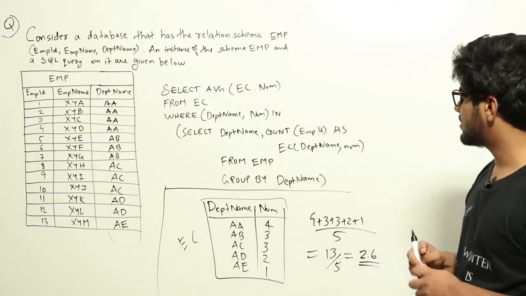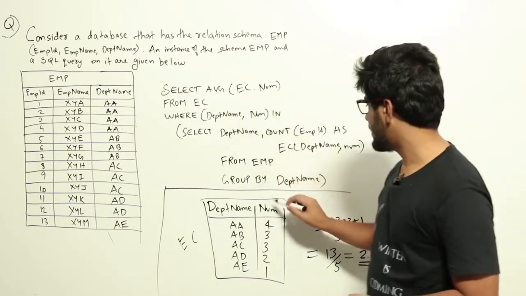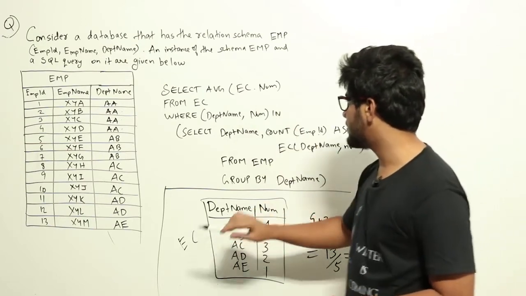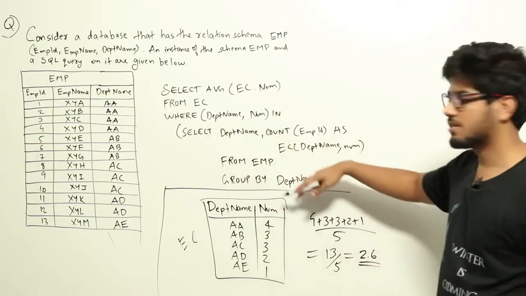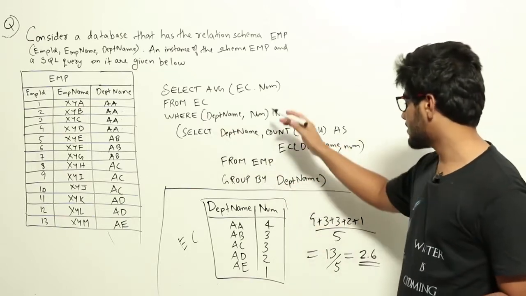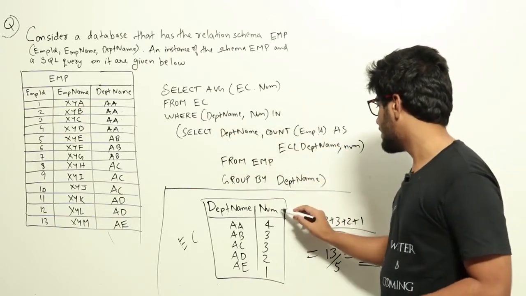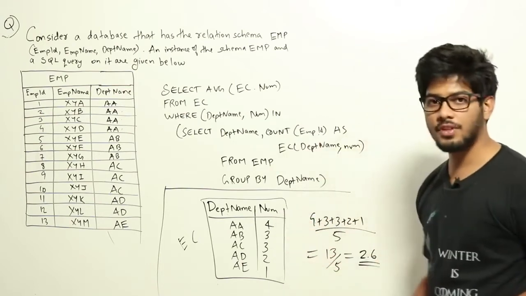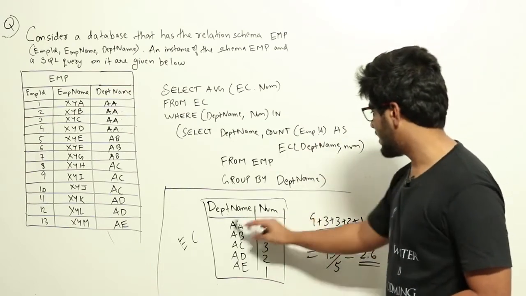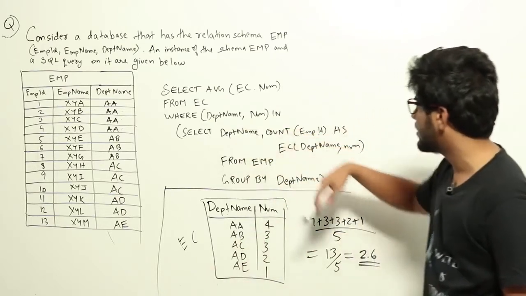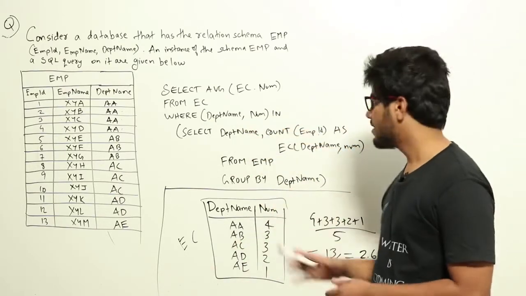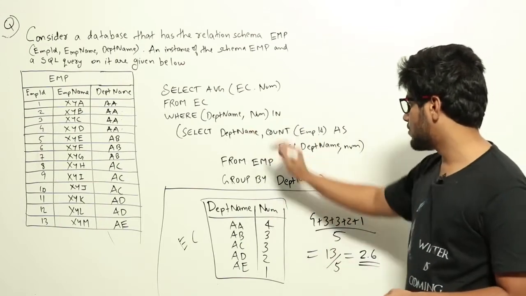What the outer query does is select the average of EC.num from EC, where department name comma num in this outer query. This outer query is EC only. So they are asking us for the average of EC.num for all the rows in this table, which is EC. EC is this table only. So this where-in part of the query actually does nothing further. Each of the rows will be in this itself.